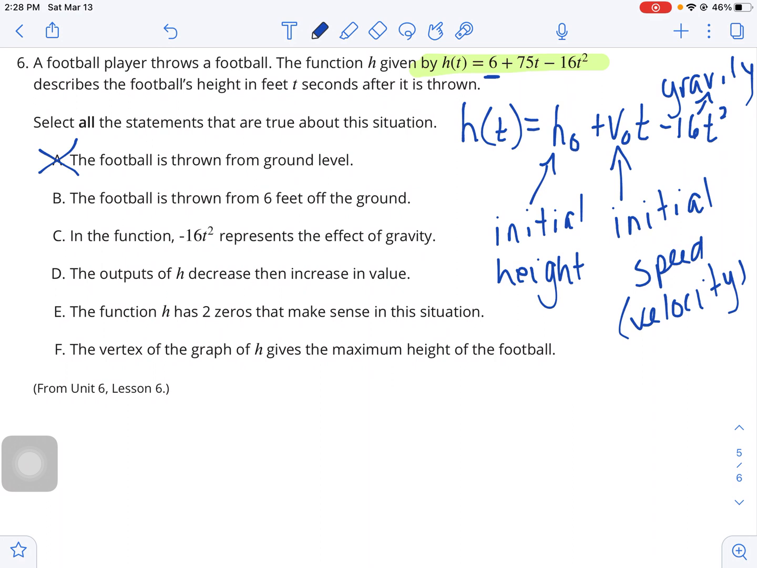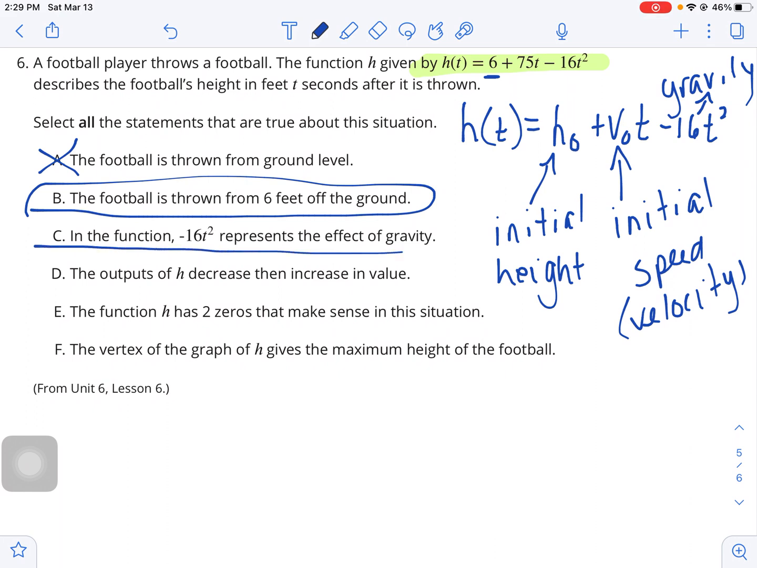Football is thrown from 6 feet. Yes, that's our initial height. In the function, negative 16t squared represents the effect of gravity. Sure does, so we'll circle that one also.